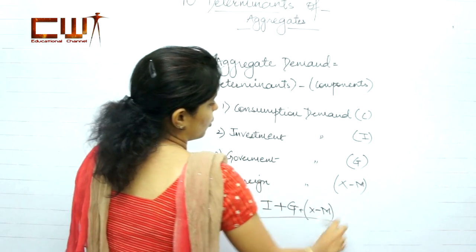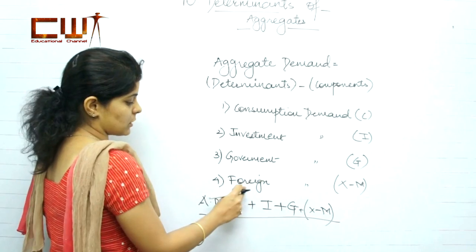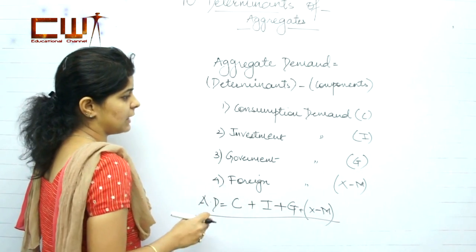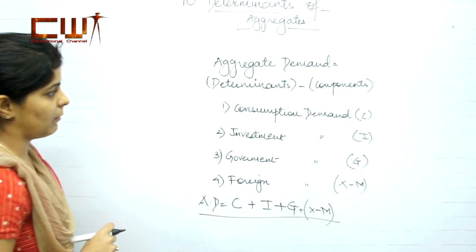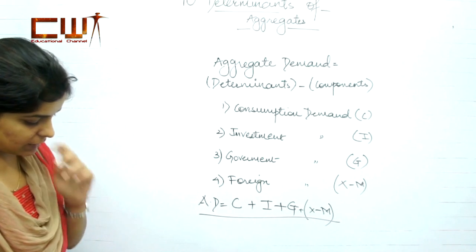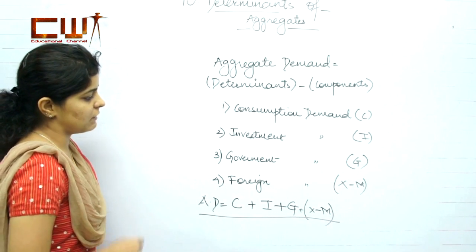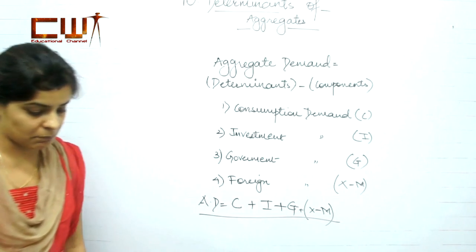So if exports are more and imports are less, you will have positive foreign demand, and if your imports are more and exports are less, you will have a negative foreign demand. So this is how you will determine the demand. Let us study individually what consumption, investment, government and foreign demand mean.